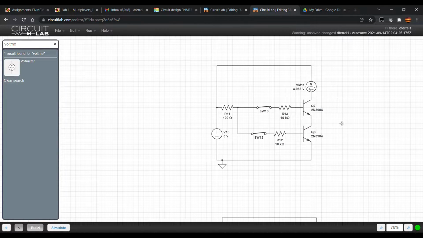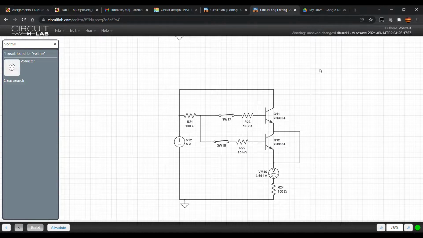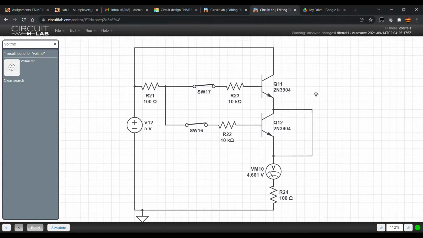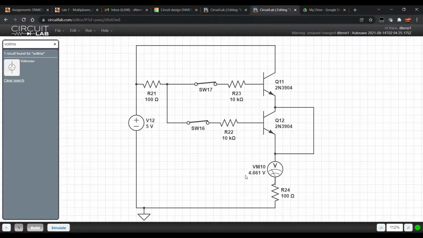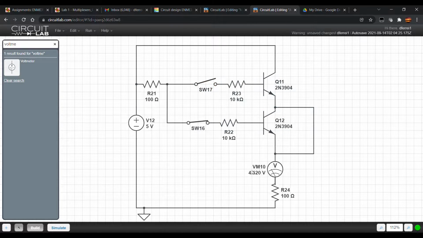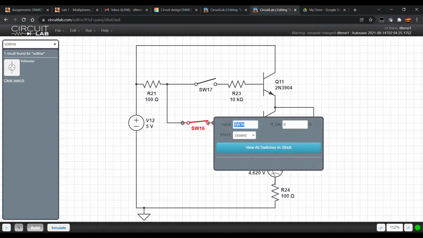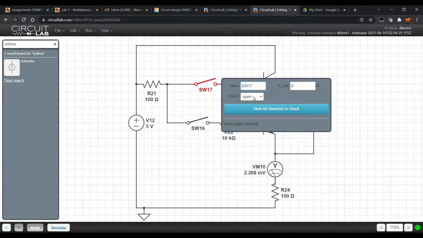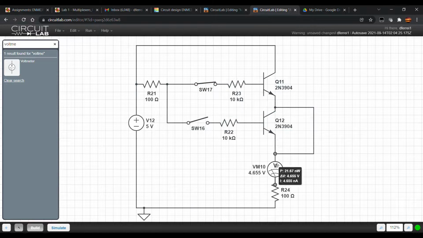For the OR gate, we have the following setup, and as you can see, with both switches closed, we have a high output. If we open this one, we still have a high output. If we open the other one, then we have our low input, and if we close just this one, we still have a high output. So with these two switches, we can have either one of them open or both open, and we'll still have a high output.